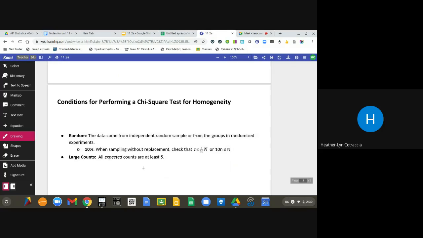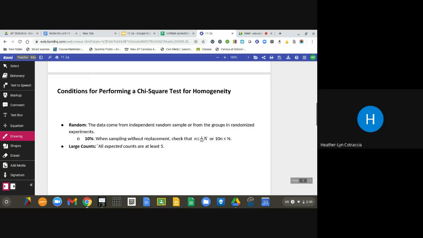When you have your test for homogeneity, you still have your same conditions as before: your random, your 10%, and your large counts. And I'm going to highly recommend that you get very, very good at Sheets where you can figure out what these large counts are. And you'll see why today, but other than that, nothing changes.